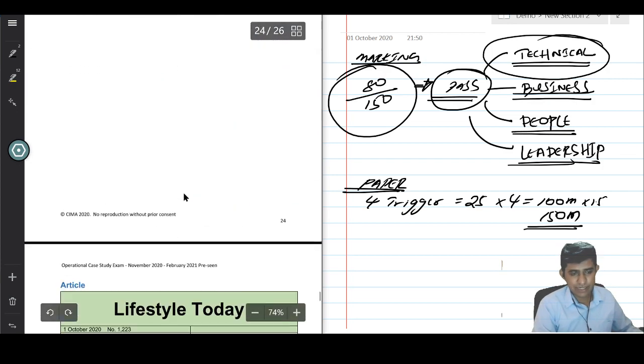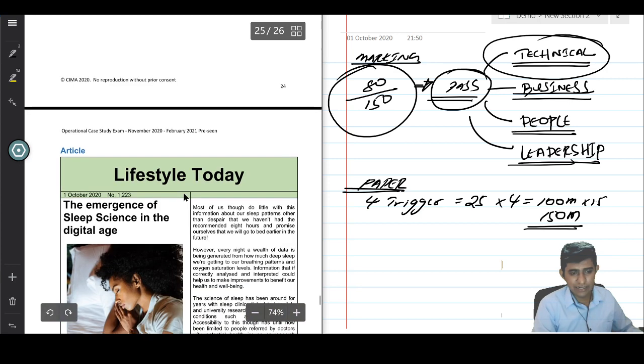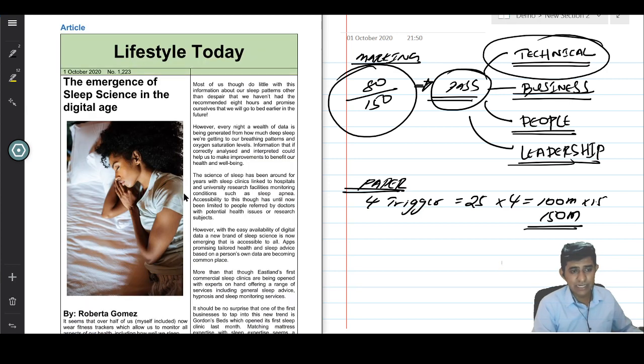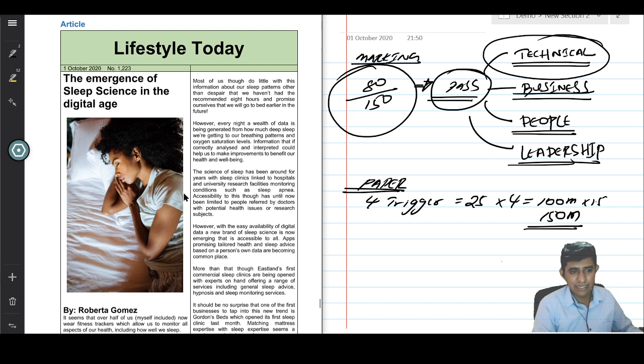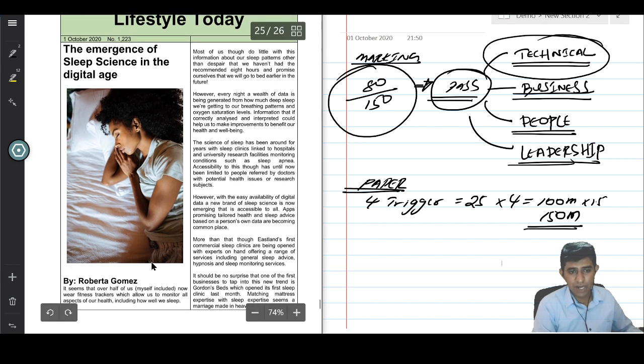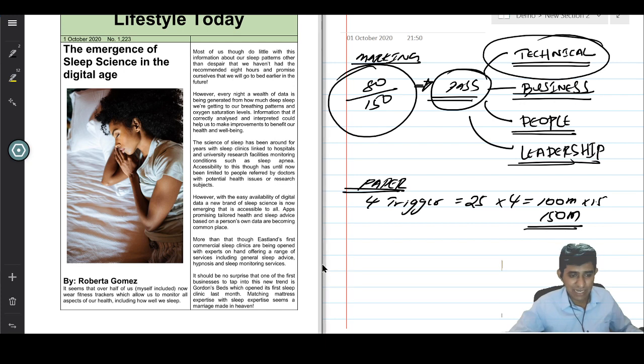Now, students, coming into the article, this time they have only given one article, students. The emergence of sleep science in the digital age, by Roberto Gomez. So, I'm not going through this article in detail. You can go through it. The thing is that nowadays a sleeping pattern trend has started. So, day by day, people want to sleep better, and the demand for good smart beds is increasing day by day.